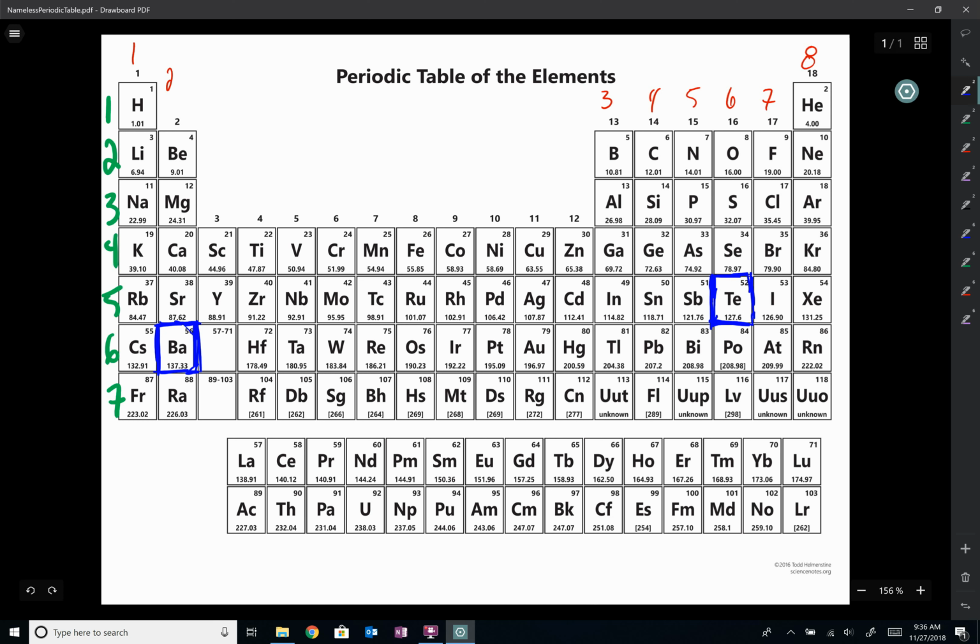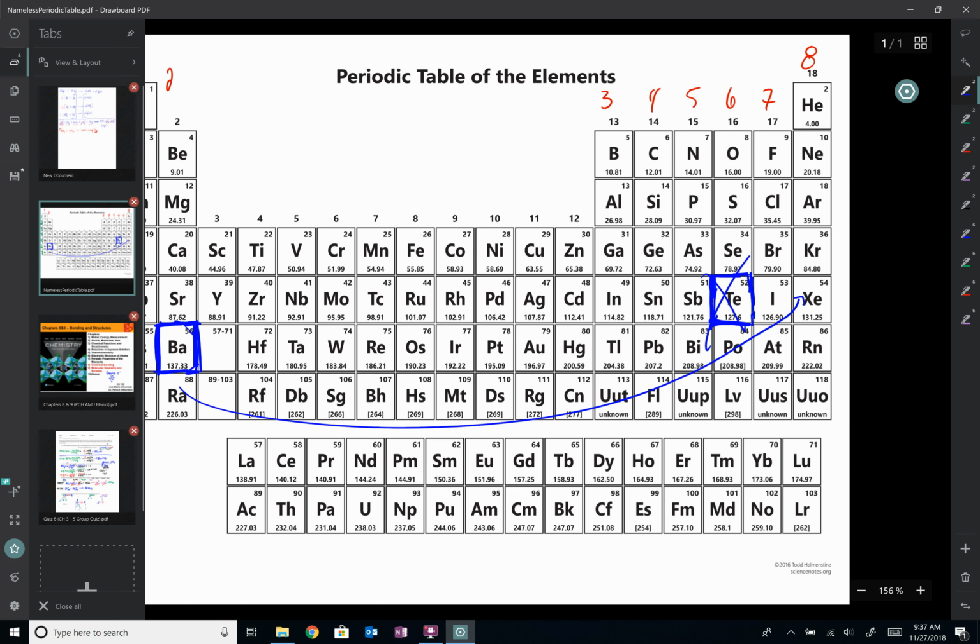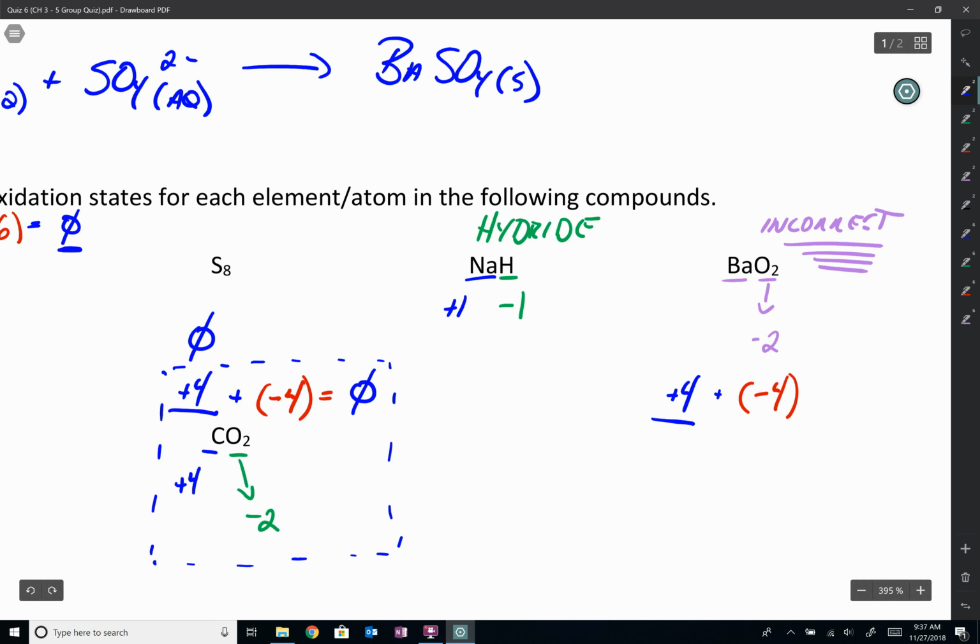Does that make sense? Would barium want to have the same electron configuration as tellurium? Well, the answer is no, right? It will want to have the same electron configuration as xenon over here. So it would only maximum want to lose 2 electrons. So barium is only ever going to be +2. So this is one of these weird exceptions where the barium takes precedence.